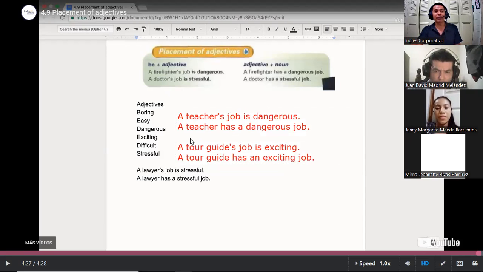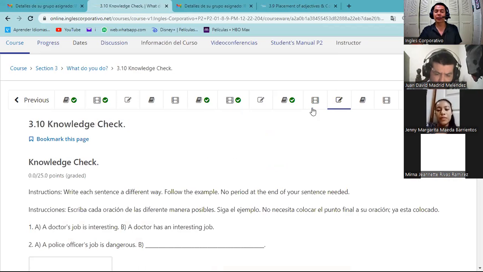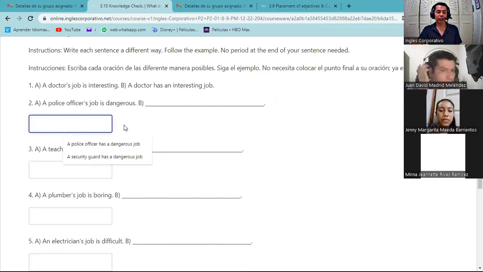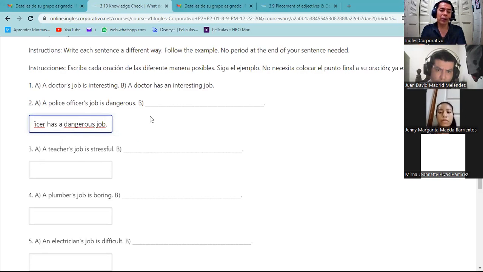Ok, no questions. So let's go to the next part, right? Look, I want to erase this. Good. And then a doctor's job is interesting. A doctor has an interesting job. Look. So a police officer's job is dangerous. Este lo hicimos ayer, así que vamos a volver a hacerlo así. And then it says, a police officer has, right, a dangerous job. Okay? ¿Le podemos poner punto o no? Dijimos ayer, ¿verdad?